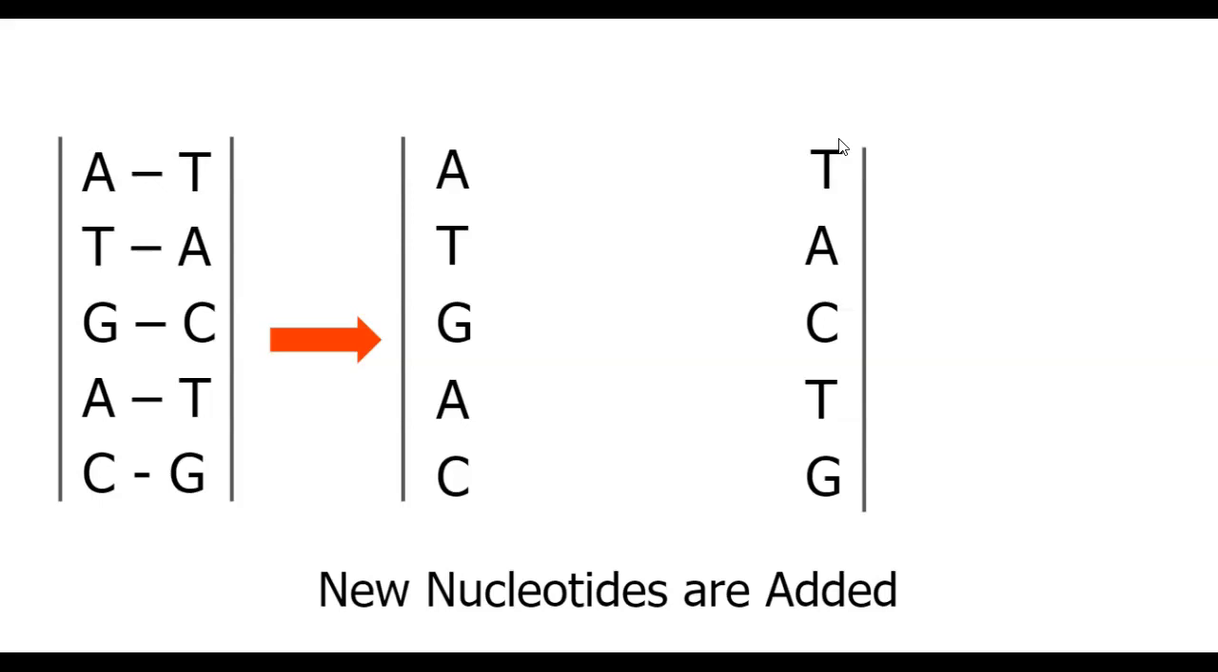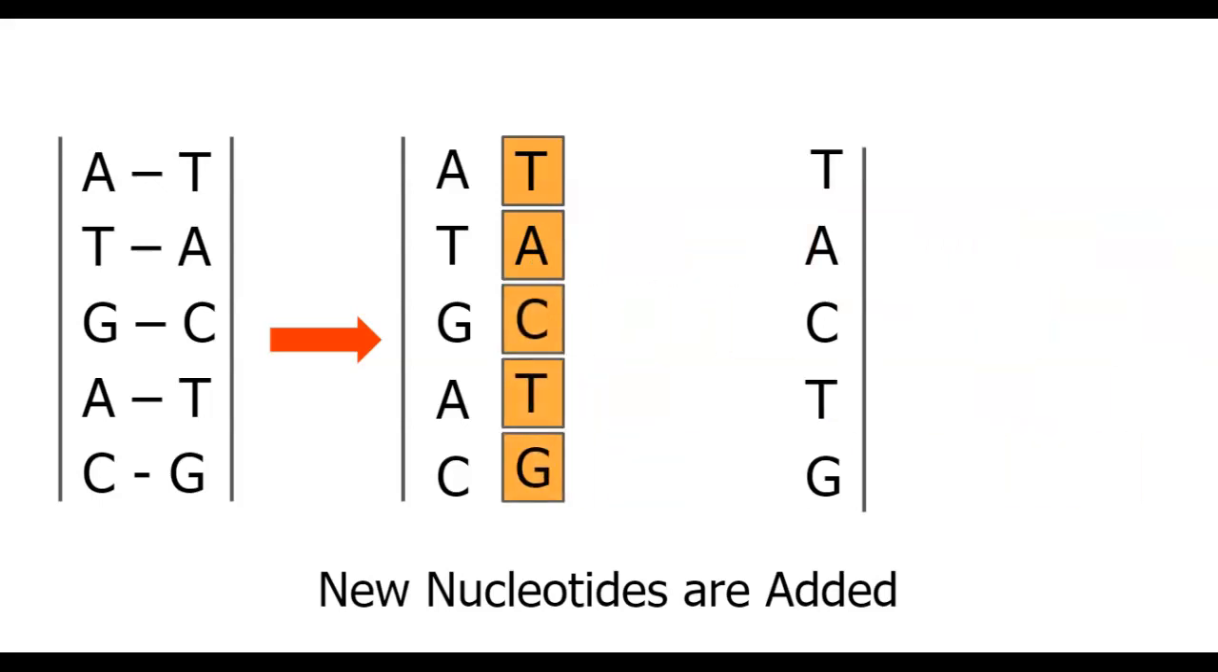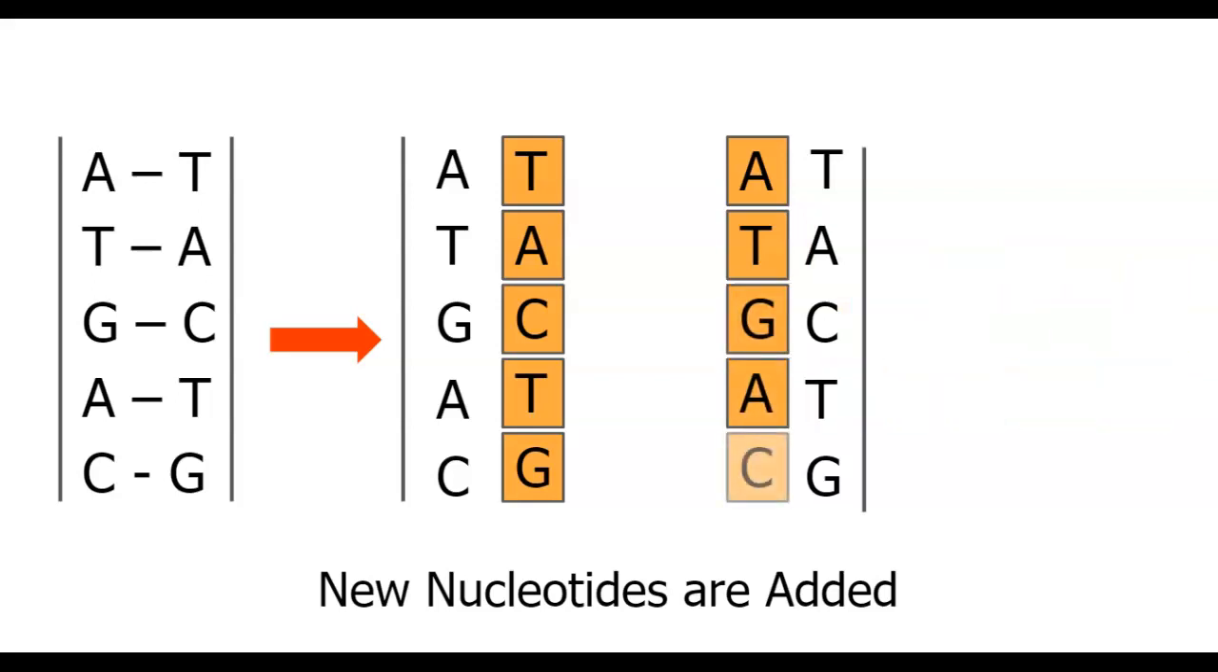So now we're going to add new nucleotides, new letters. So here come the letters, T, A, C. Notice they match up. So the letters are going to match up. So A is going to go with T, T with A, G with C, A with T, C with G, and so on. So they're just matching using the same rules that you already know.